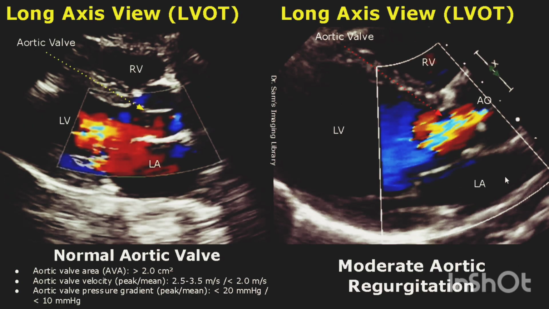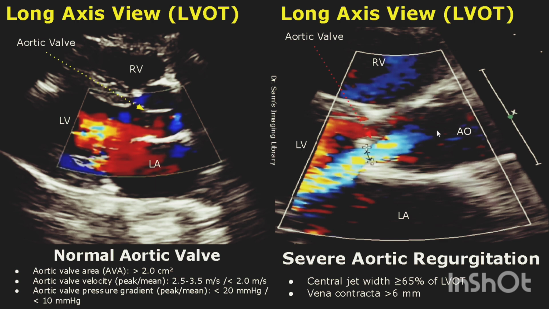Here is an image of moderate aortic regurgitation. The turbulent jet is larger than in the mild case. It is going from the aorta to the left ventricle during diastole. In severe regurgitation, the central jet width occupies more than 65% of the left ventricular outflow tract. The vena contracta will measure greater than 6 millimeters.